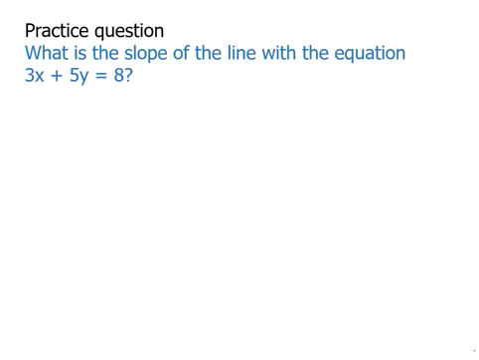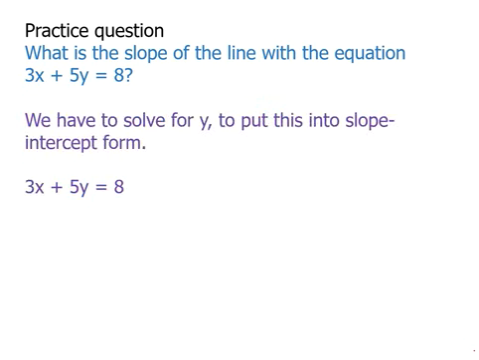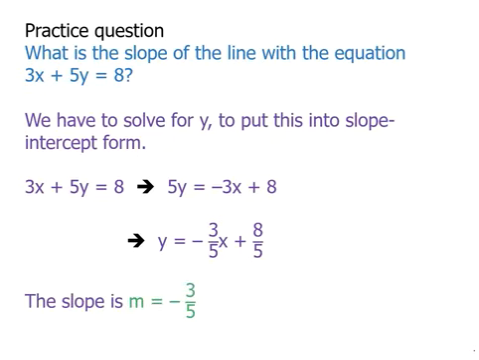Here's another practice question. What is the slope of the line with the equation 3x plus 5y equals 8? So that's one way to write it. So all we have to do is solve for y. So we're going to start here. First, we'll subtract 3x from both sides. Now we're going to divide everything by 5. Remember, when we divide by 5, all 3 terms get divided by 5. And so we get a slope of negative 3/5. In fact, we also find out that the y-intercept is 8/5. That wasn't asked, but that information is kind of tossed in as a bonus.